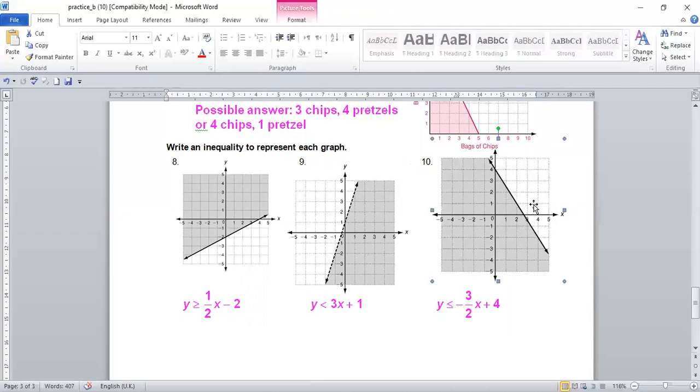Even if you count this way, it's going to be the same. You count from up to down also, it's going to be the same. So when I counted from up, it was 1, 2. So 2 to the right, and then I'm coming down, which is going to be a -1, 2, 3. So -3 over 2 x plus 4, because 4 is the y-intercept.